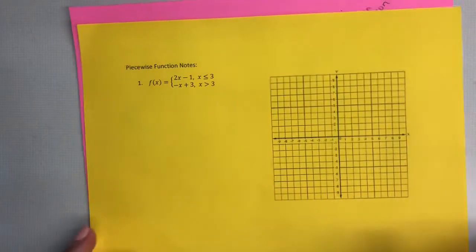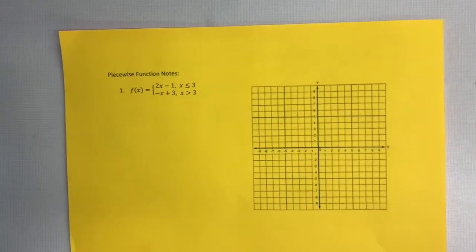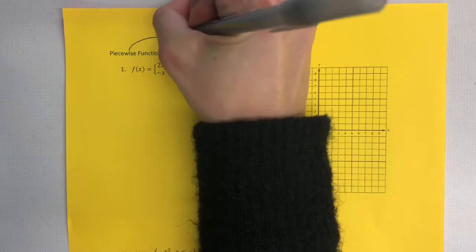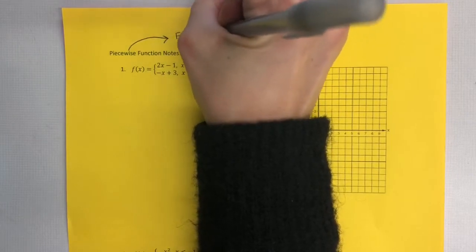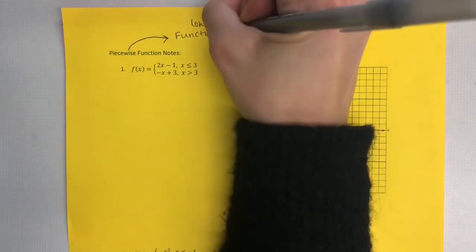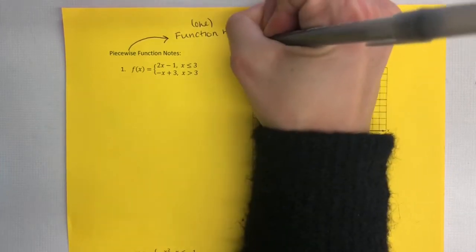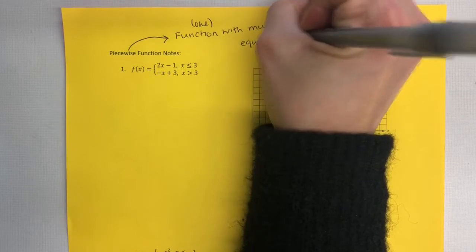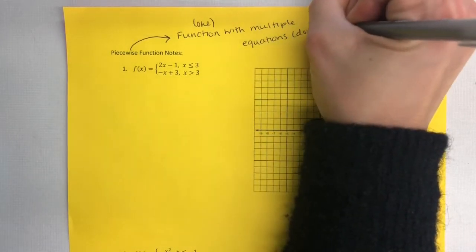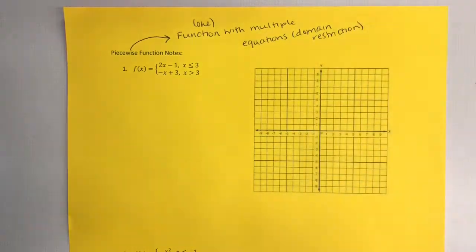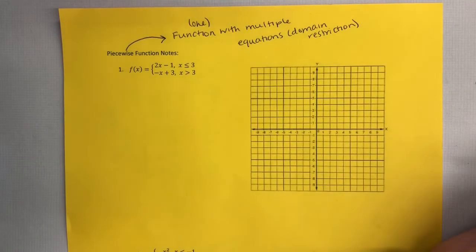Okay, so today we're going to talk about piecewise functions. We've actually already learned this, but this is going to be like a quick review. Piecewise functions just mean that it's one function with multiple equations because it has a domain restriction. This means like for specific x values, we use a specific equation.